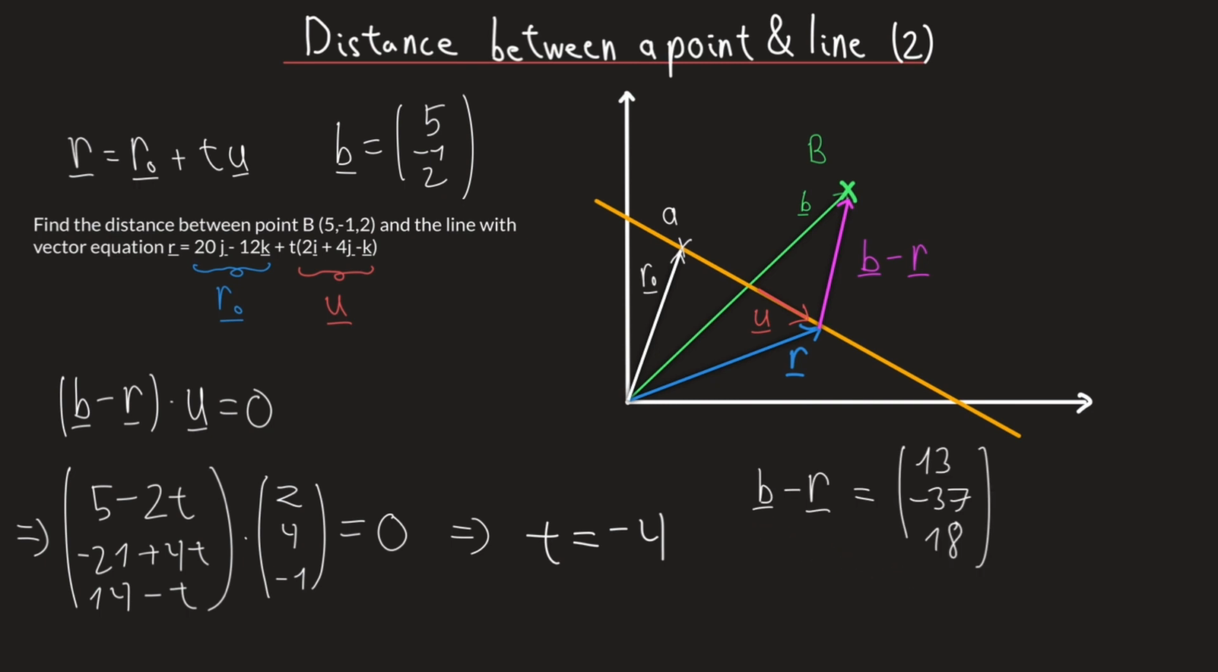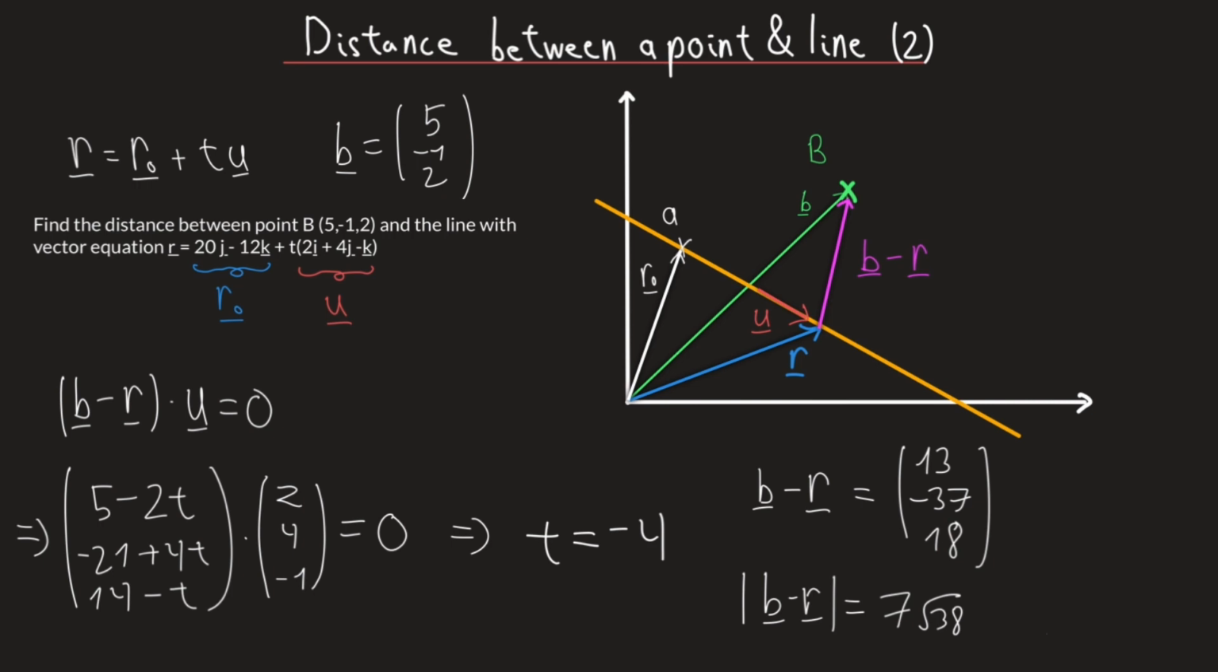And now what we need to do is find a distance. The distance is associated with the magnitude of our vector b minus r. And the magnitude we compute by taking the square root of the sum of the squares of the components. So 13 squared plus (-37) squared plus 18 squared, which in turn equals 7 times the square root of 38. And that is the distance between a point and a line.